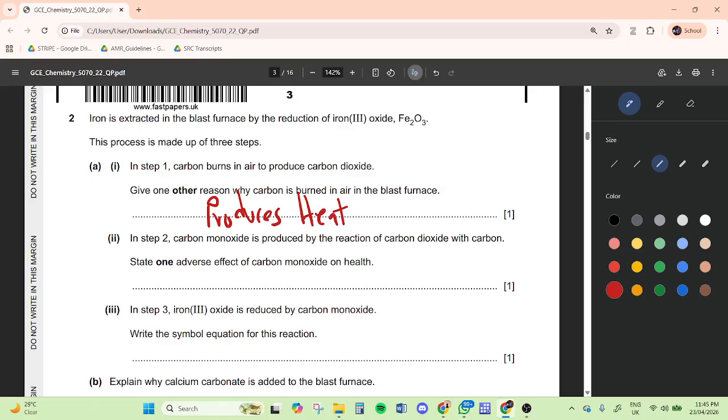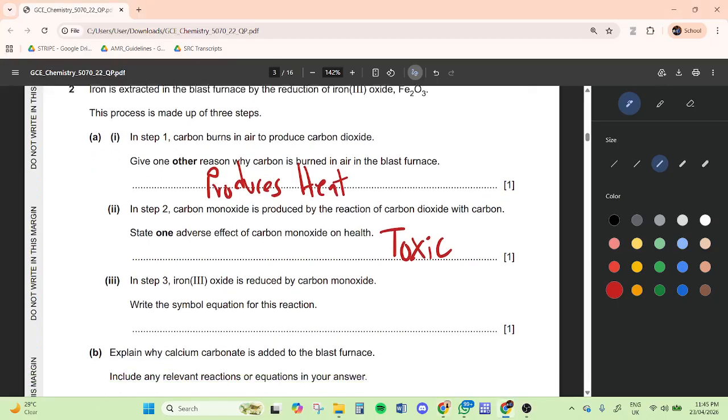In step 2, carbon monoxide is produced by the reaction of carbon dioxide with carbon. State one adverse effect of carbon monoxide on health. So you could write a lot of things about how carbon monoxide binds irreversibly to hemoglobin in the red blood cells, but let's keep it very simple and just say it is toxic. As long as you write that, you're good to go. You don't need to worry about anything else. So let's move on to the next question.